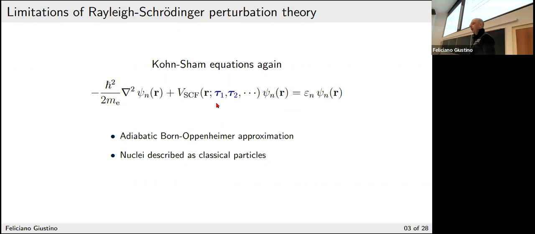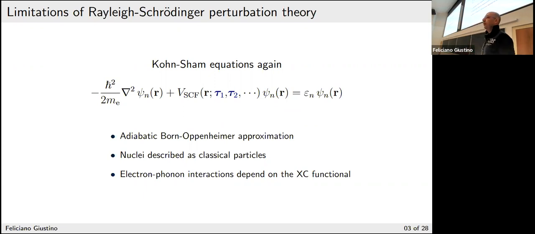And the third one is that, since you all know about DFT, you know that all the calculations you do depend on the exchange and correlation functional. That also means that the electron-phonon interaction depends on the choice of exchange and correlation. That's a bit of a problem because we don't have an exact reference. We don't know what the correct answer is, so which functional should be the best one at describing electron-phonon physics. That's really intrinsic to the fact that one starts from density functional theory.